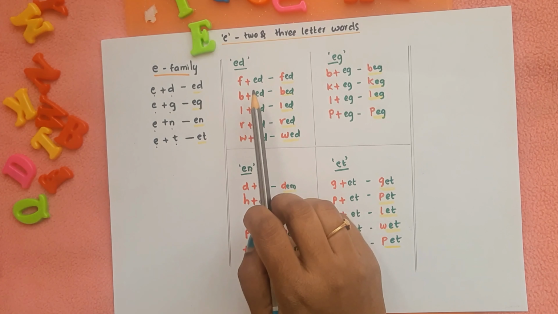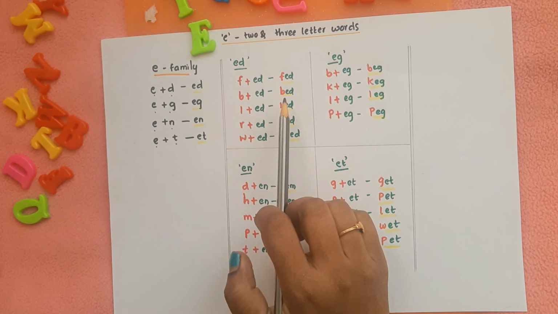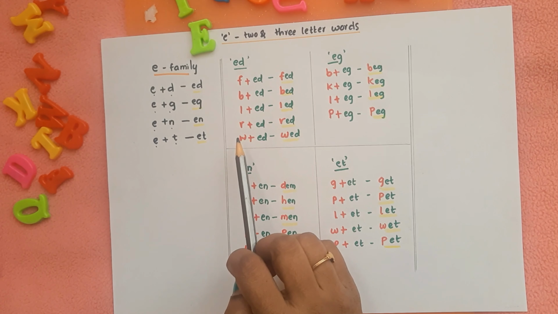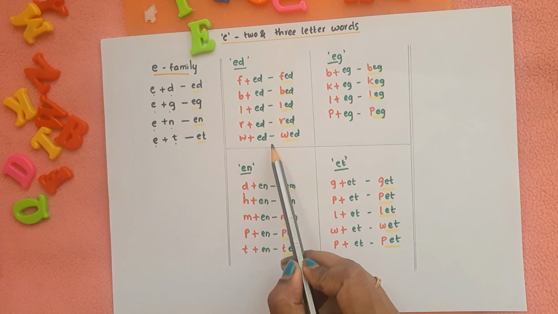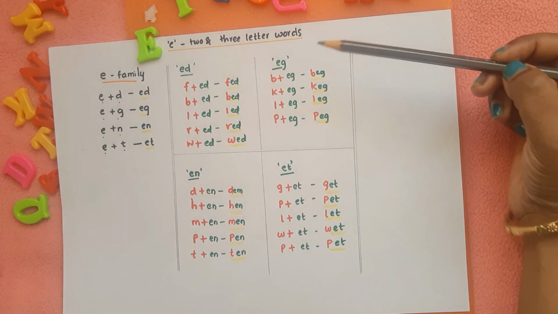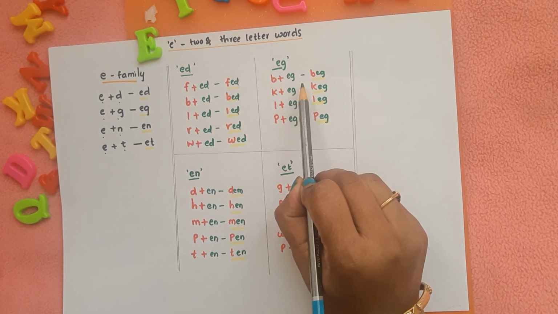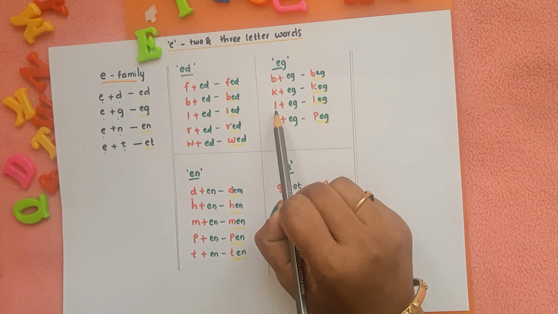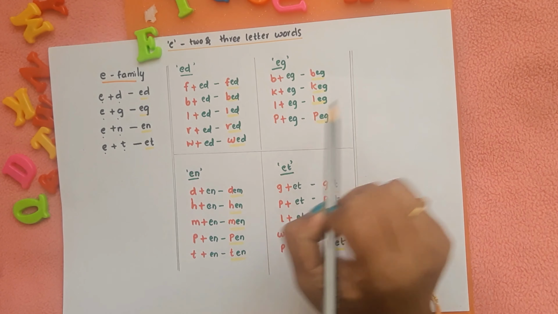Sound of F is eh, fed. B, eh, bed. L, eh, let. R, eh, red. V, eh, wet. Next one, egg family. B, egg, beg. K, egg, cake. L, egg, leg. P, egg, peg.